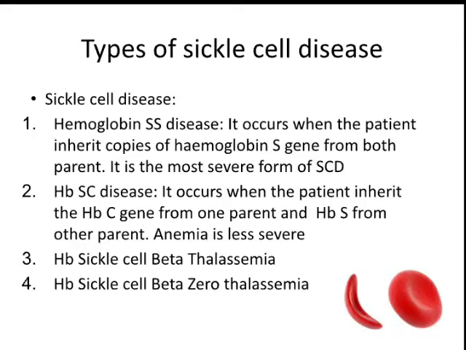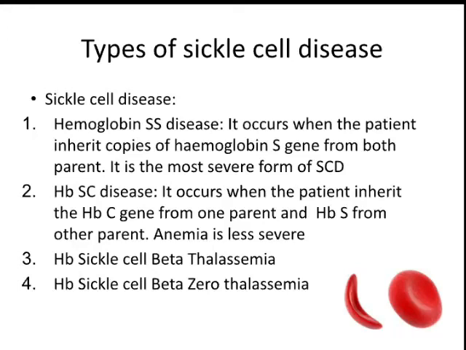The other one is HbSC disease. It occurs when the patient inherits the hemoglobin C gene from one parent and S from the other parent. So the patient will have an abnormal gene and a sickle hemoglobin from the other parent, causing anemia but less severe compared to HbSS disease. There are another two sickle cell types which are linked with thalassemia. That is hemoglobin sickle cell beta thalassemia and hemoglobin sickle cell with beta 0 thalassemia.